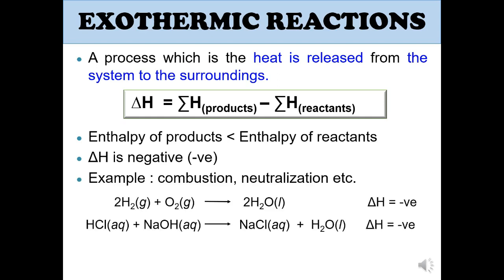2H2 plus O2 gas produce 2H2O liquid. Delta H is negative. HCl aqueous plus NaOH aqueous produce NaCl aqueous plus H2O liquid. Delta H is also negative. This means both reactions, combustion and neutralization, are exothermic reactions.